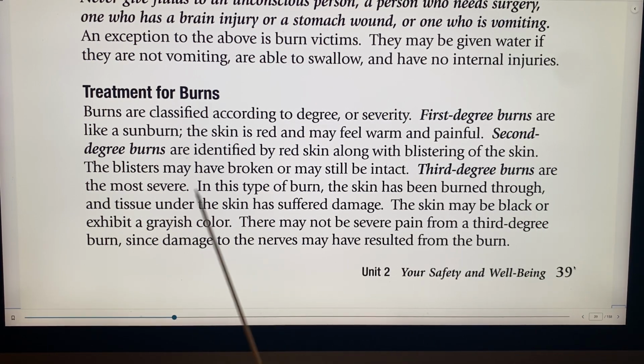Third degree burns are the most severe. And this type of burn, the skin has been burned through, and the tissue is kind of a blackish color. The tissue has suffered much damage, and the skin may be black or grayish. There may be severe pain from a third degree, or sometimes the nerves have been damaged and they won't have much pain. So, pain or not, the third degrees are the worst.